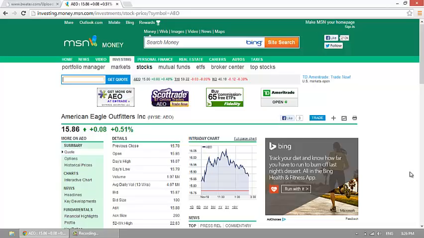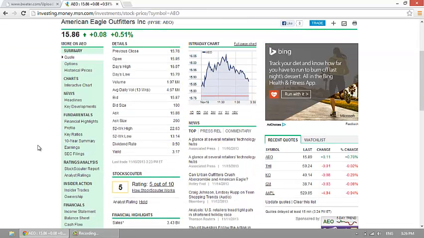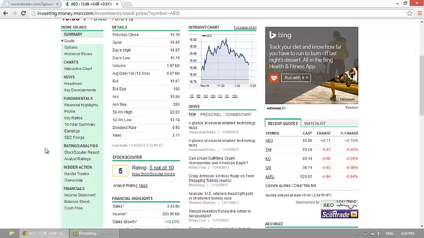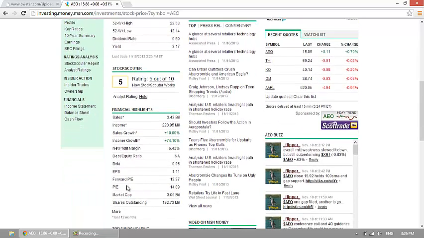So now I'm going to do a quick analysis of American Eagle because I'm wearing an American Eagle t-shirt. So I'm going to flip back to MSN Money. I really like to use MSN Money to get an initial look at a company. The first thing I'll usually look at when I look at a company is the PE ratio, which is the price to earnings ratio.